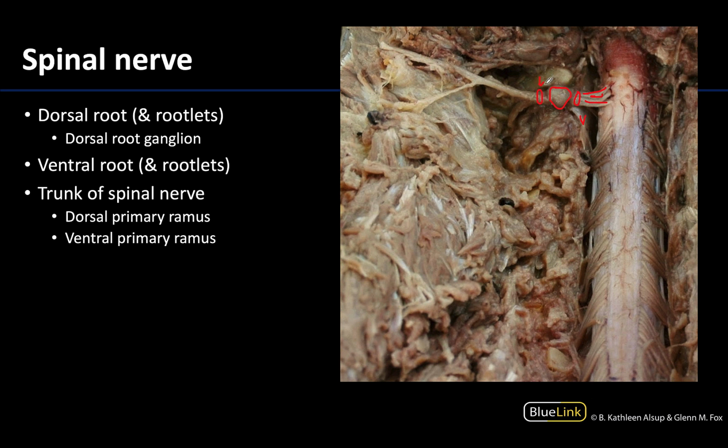And very oftentimes you don't hear this referred to as the trunk of the spinal nerve. You'll just hear this referred to as the spinal nerve, but really this whole complex is part of the spinal nerve.